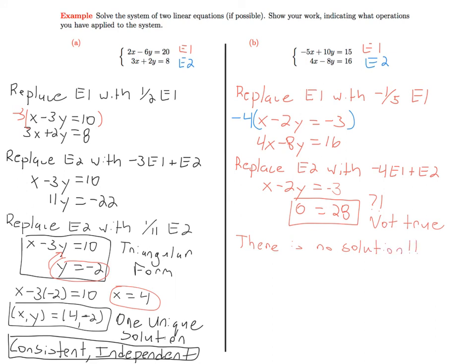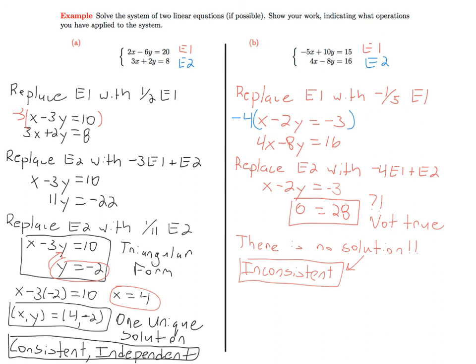And that happens sometimes. And that means we would call this system inconsistent. So when a system of linear equations has no solution, we say that it is inconsistent. And what's going on, if we were to graph these two lines, we would see that there are two parallel lines that don't intersect each other, and that's why we have no solution.